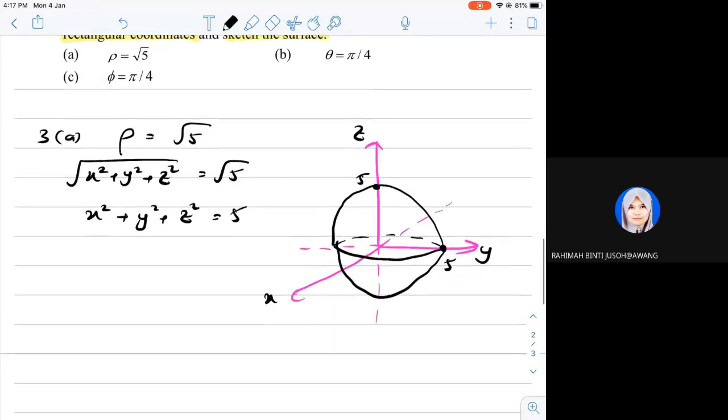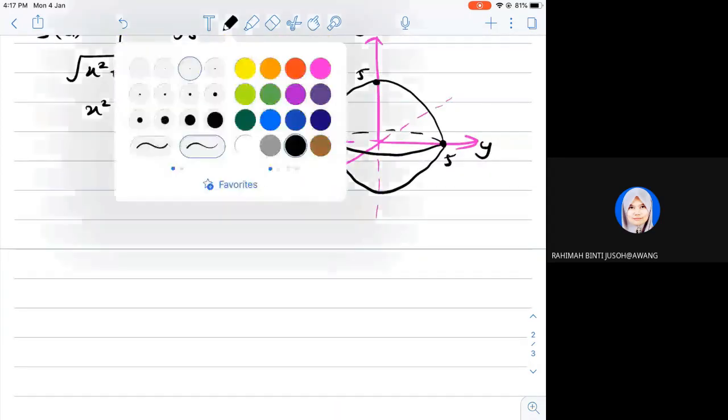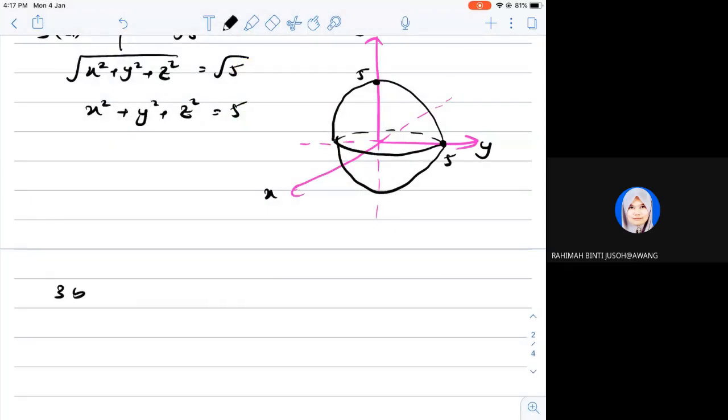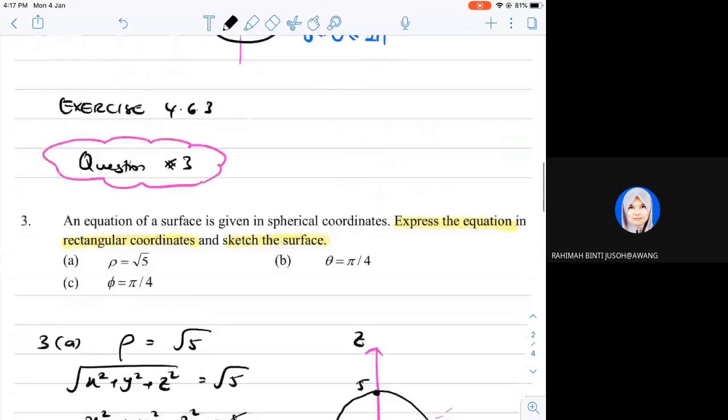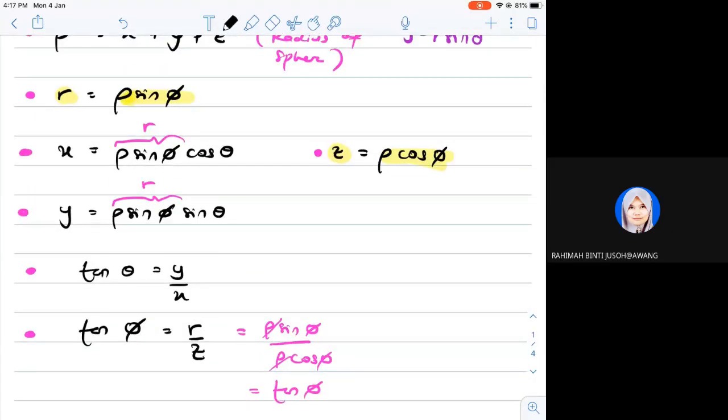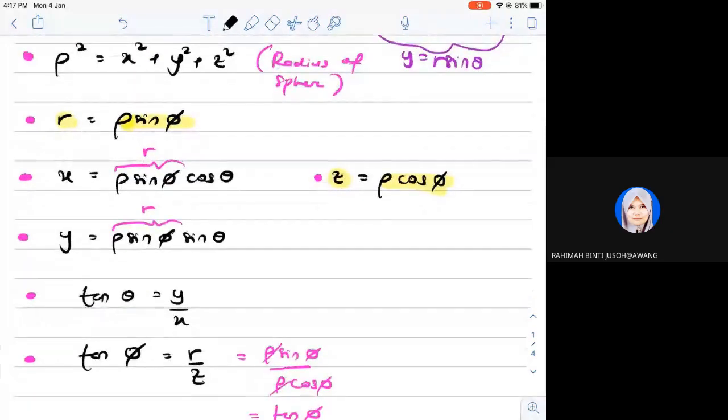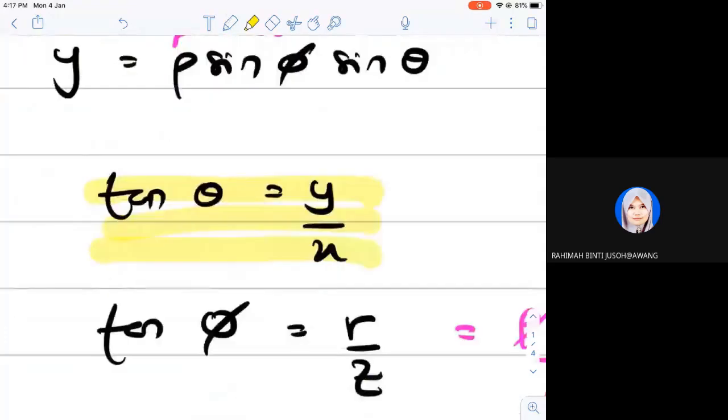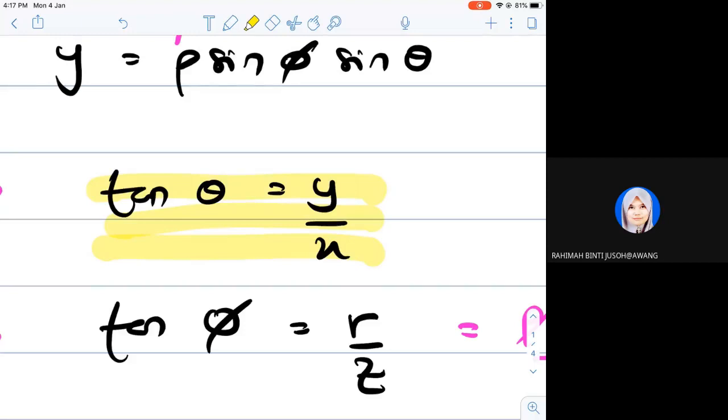Okay, 3b, theta equals to pi over 4. So which formula will we use from here? Nak guna formula yang mana? Carinya ada theta lah, guys. So we will have tangent theta equals to y over x. So we're going to use this formula.